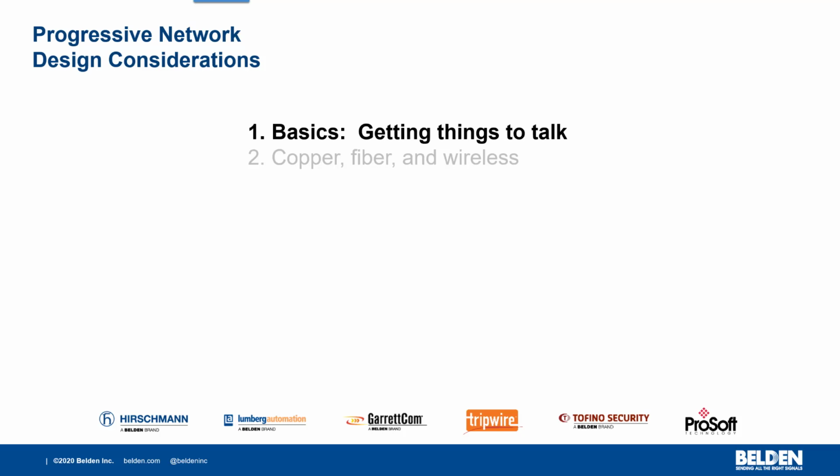For example, the second presentation is going to cover all of the media, copper, fiber, wireless, getting things to talk using the actual media. A lot of pitfalls, a lot of best practices, and things that every user should be aware of. We then step into the topologies, media redundancy, things like RSTP or spanning tree, DLR, MRP, all of the industry standards, why even have redundancy, and how easy it truly is to have media redundancy.